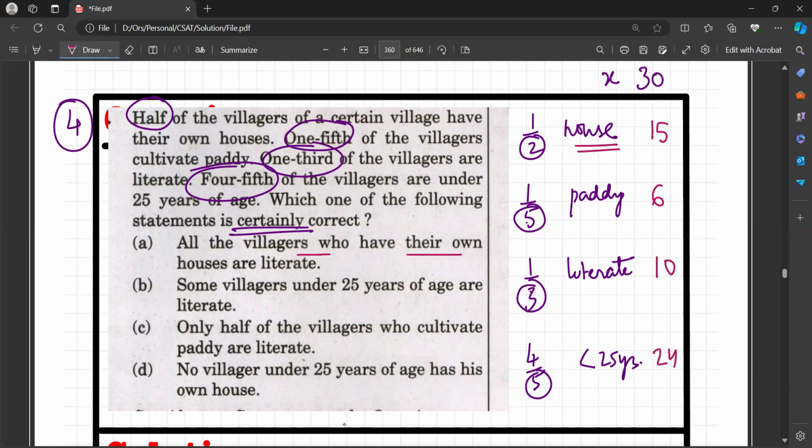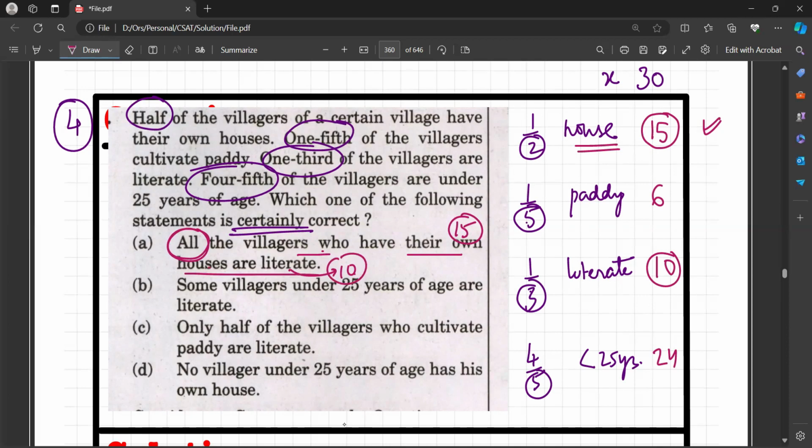All the villagers who have their own houses are literate. This is telling us that, all the villagers who have their own houses, how many of them are there? 15. Are they literate? No, not all, because even if everyone were literate, there would be a maximum of 10 literate. Look at the question: all the villagers who have their own houses, that is 15, are literate. Literate total is 10, so how can all these 15 be literate?